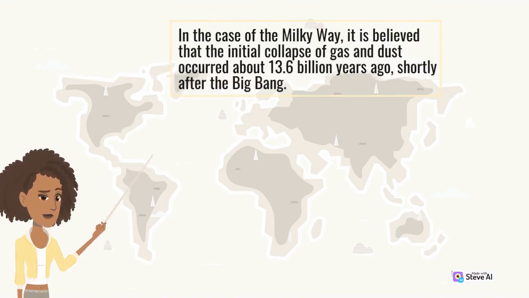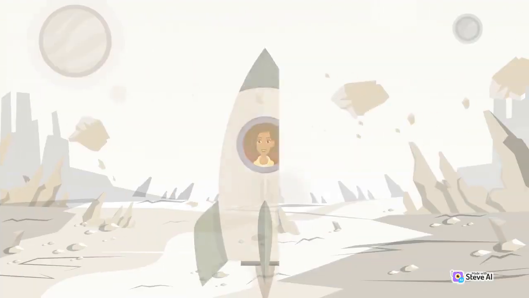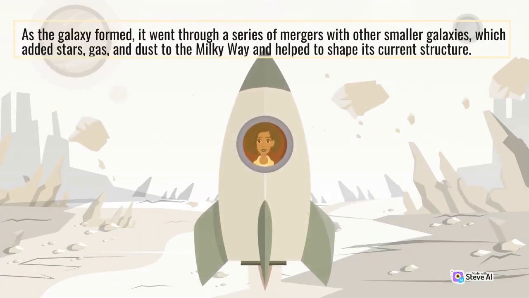In the case of the Milky Way, it is believed that the initial collapse of gas and dust occurred about 13.6 billion years ago, shortly after the Big Bang. As the galaxy formed, it went through a series of mergers with other smaller galaxies, which added stars, gas, and dust to the Milky Way and helped to shape its current structure.